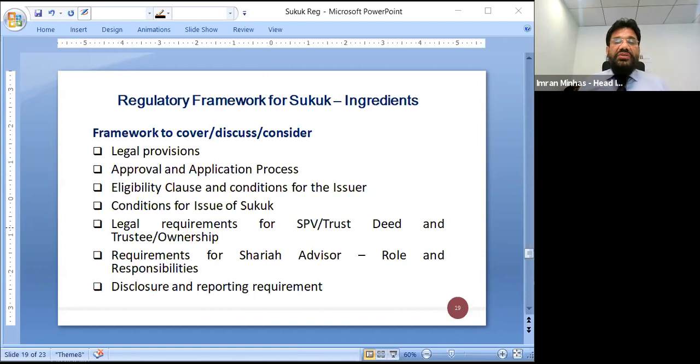Another important thing is the disclosure and reporting requirements. You cannot control or regulate anything if you don't have proper disclosure and reporting requirements. So to protect the interest of the investor or the stakeholders, if you don't have any disclosure and reporting mechanism, you cannot basically protect the interest of the investors. So disclosure, you cannot control, regulate, and protect investors' interest, I must say.